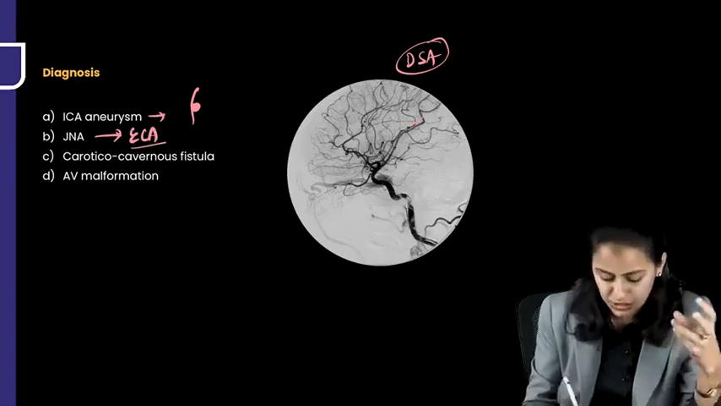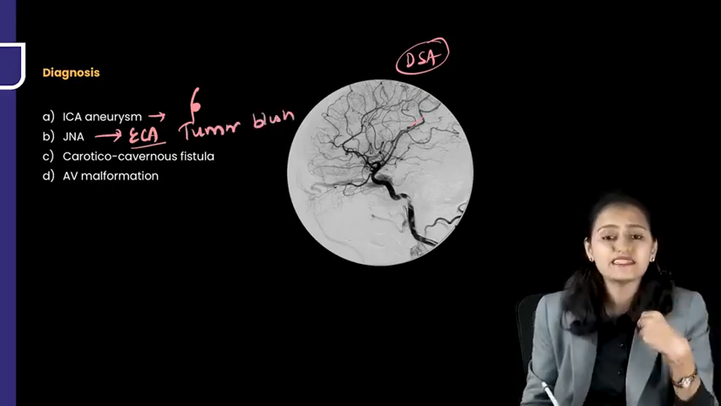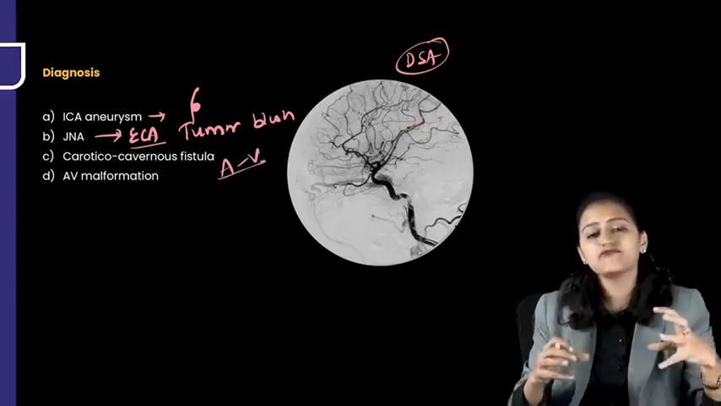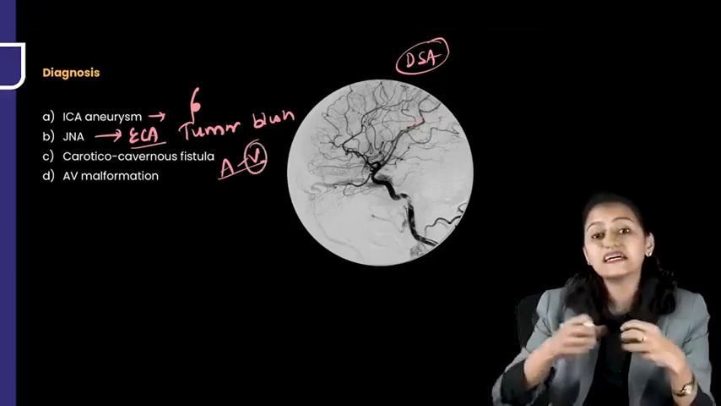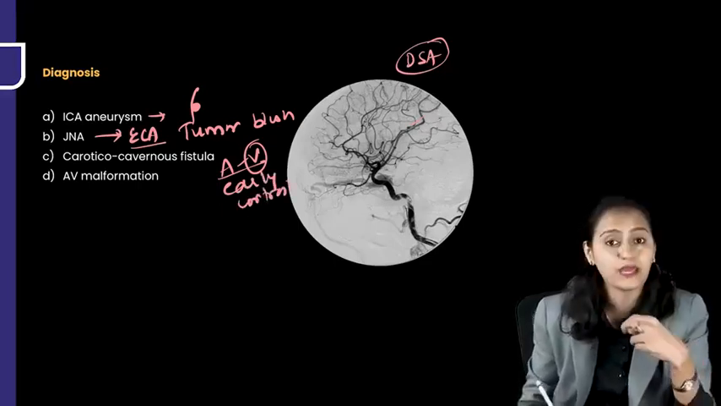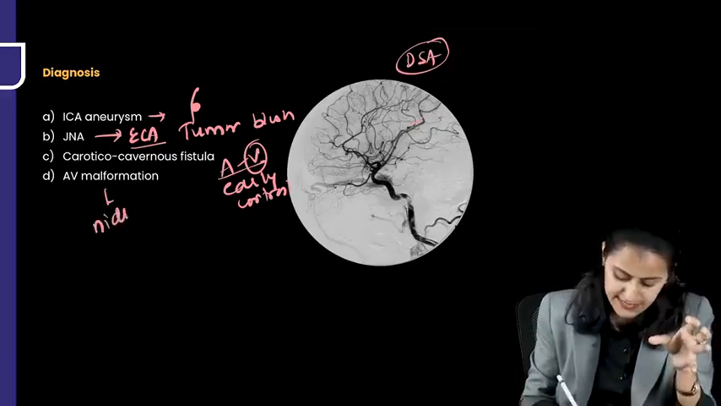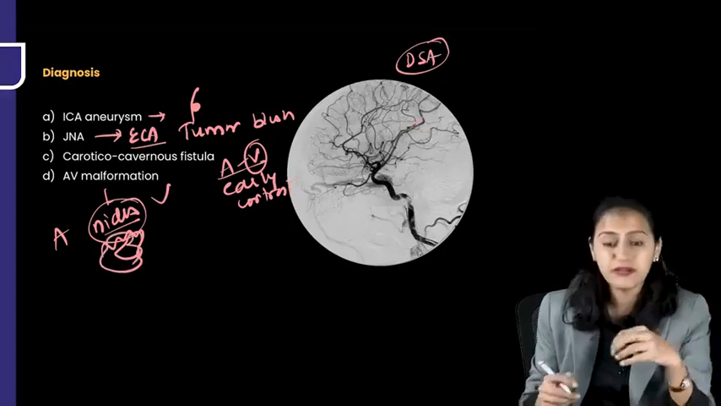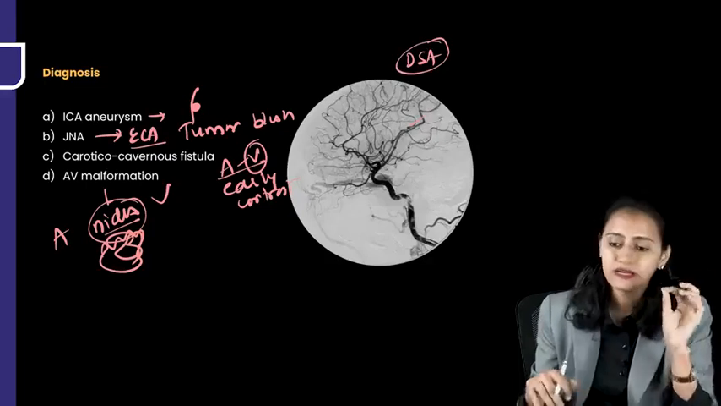It's a highly vascular tumor. It shows a tumor blush. Carotico-cavernous fistula, it's a direct communication between the artery and the vein. So directly from the artery, the blood is going into the vein. So the vein is getting the blood early. So basically, we would see the early contrast coming in the vein. AV malformation, on the other hand, has a nidus in between the artery and the vein. There is an abnormal entanglement of the vessels called the nidus, which is present. Fistula does not have a nidus.